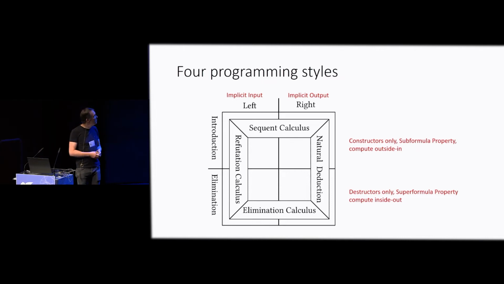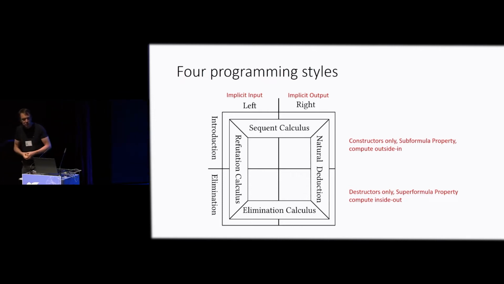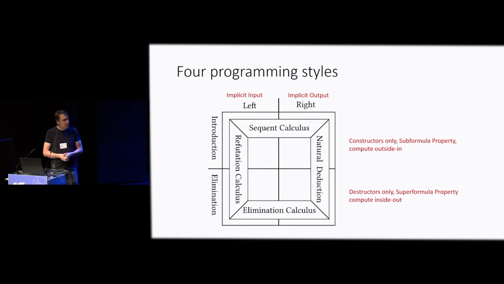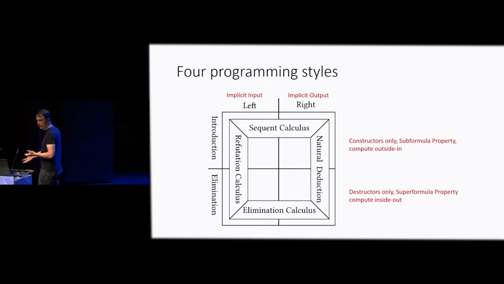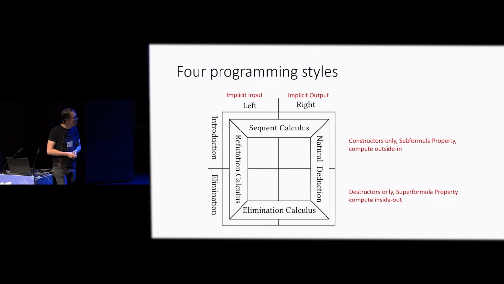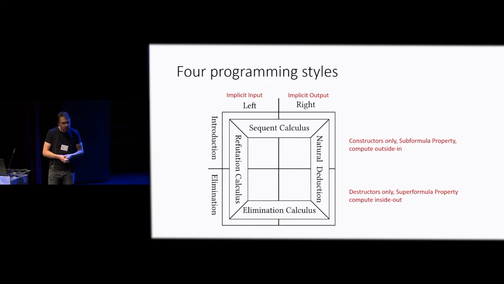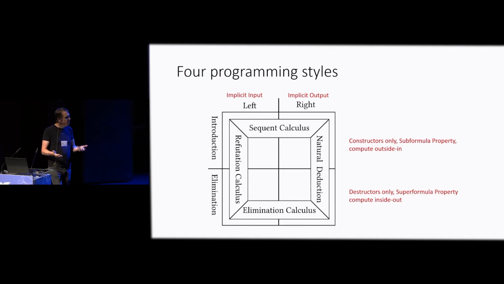Symmetrically, in the refutation calculus, we are dealing with an implicit input. So that's very symmetric. If we have the sequent calculus, then we have programs that consist of constructors only. Famously, we have the subformula property, and computation kind of happens from the outside to the inside. If we have a statement or command, then that's the way the computation goes. Maybe the strangest calculus is the elimination calculus, where we have only destructors, where we have a kind of superformula property, and the computation is more inside out.